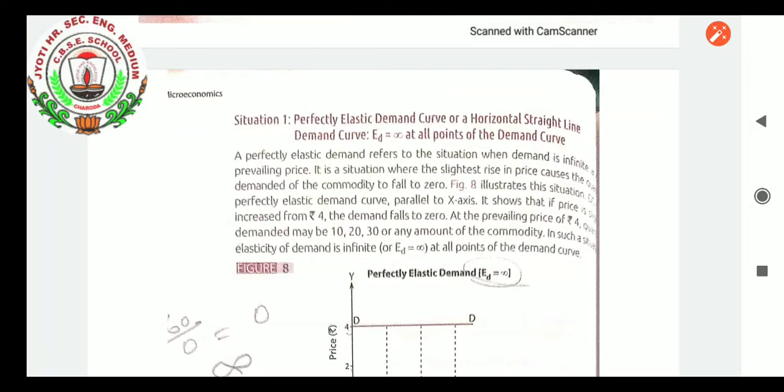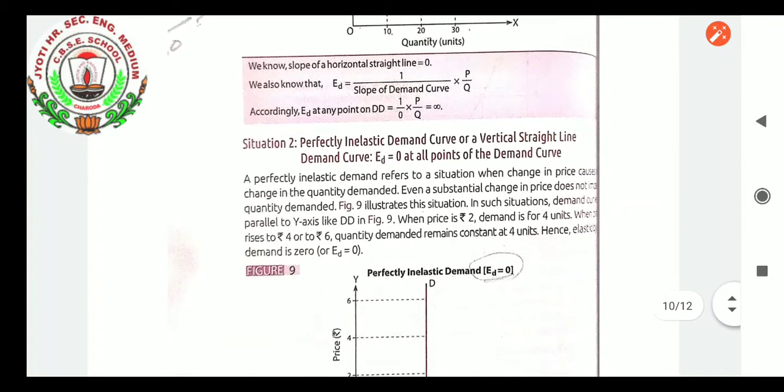So let us proceed, students. In such a situation, elasticity of demand is infinite, ED equals infinite at all points of the demand curve. We know the slope of a horizontal straight line equals 0. We also know that ED equals 1 divided by slope of demand curve into P by Q, as we related in the last class about the slope of demand curve and ED relationship.